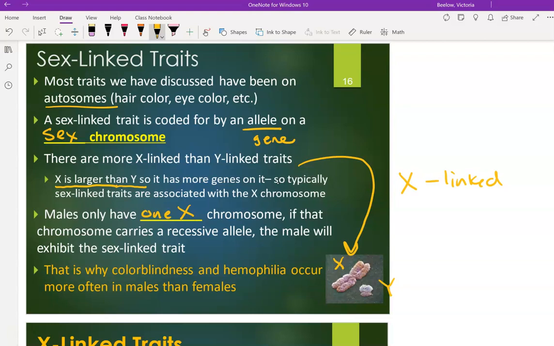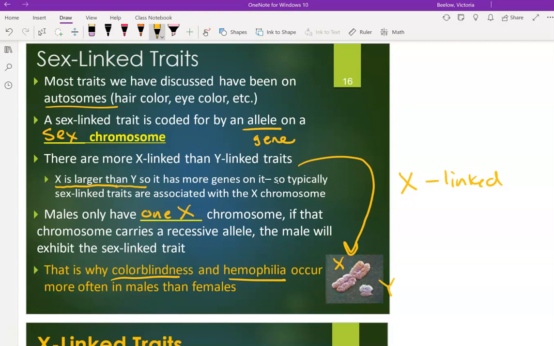So if a trait is, let's say, recessive, like color blindness and hemophilia, hemophilia is a blood disorder that affects your blood, which is not able to clot properly, which can be very dangerous.